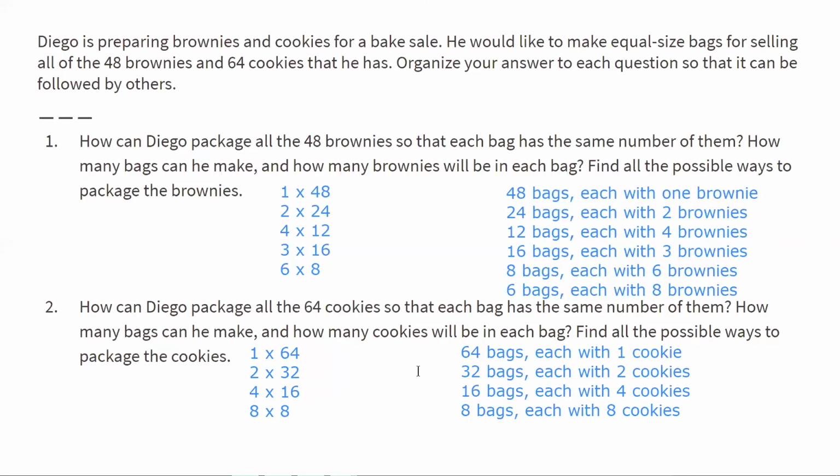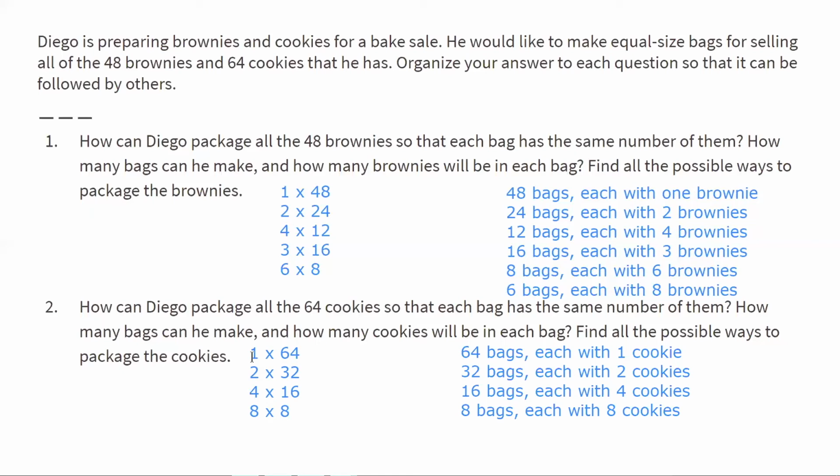And now for the next problem. Number 3 is asking us, how could Diego package the brownies and the cookies together so that he has the same number of bags, but maybe a different number of cookies and brownies in each bag? Because he wants the same number of bags of cookies and brownies. And he doesn't care if there's more cookies in one bag than the other.